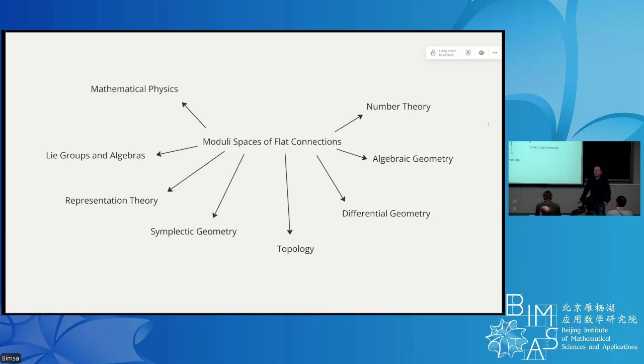Okay, so let's move on and talk about an example of a moduli space of flat connections, which would be the simplest you can ever imagine. Well, you cannot do anything interesting in one dimension, right? So let's talk about the moduli spaces of flat connections on surfaces.